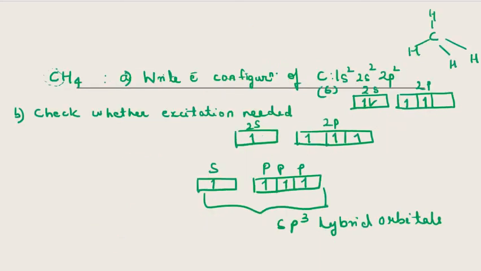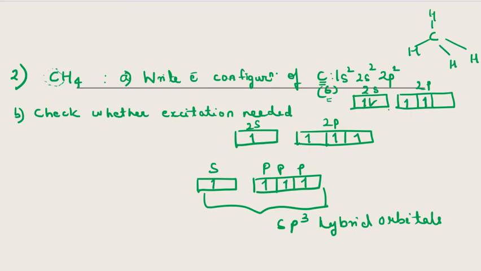Let us take one more example. For our better understanding, let us take the example of methane. So how do we check whether hybridization is involved or not? First, we have to write down the electronic configuration of the central atom. So in this case, the central atom is what? It is carbon. So the configuration is 1s2, 2s2, 2p2, because the atomic number of carbon is 6.